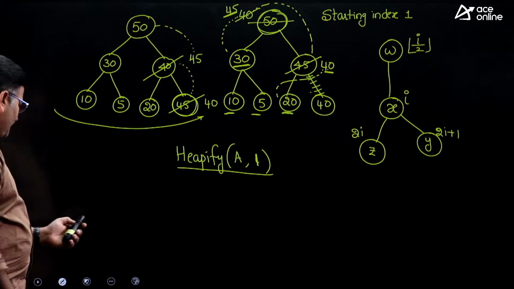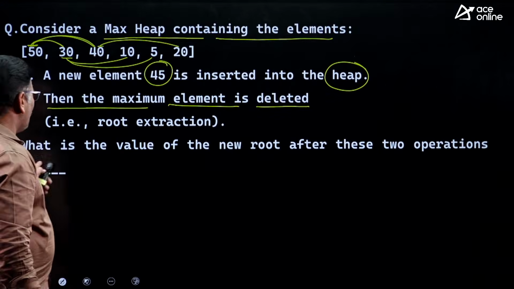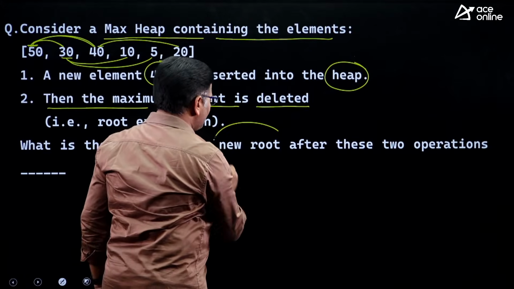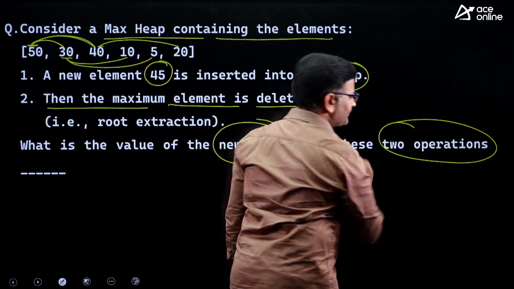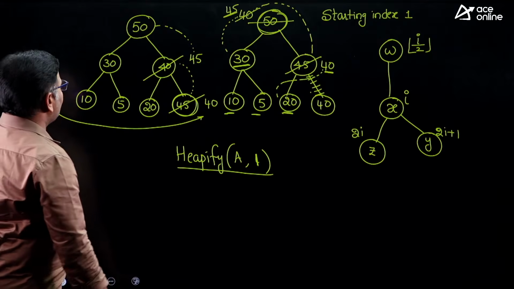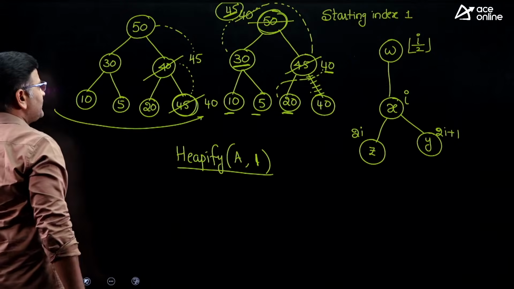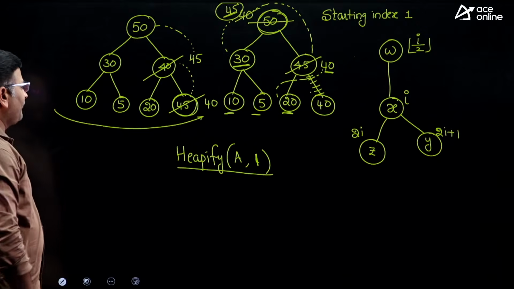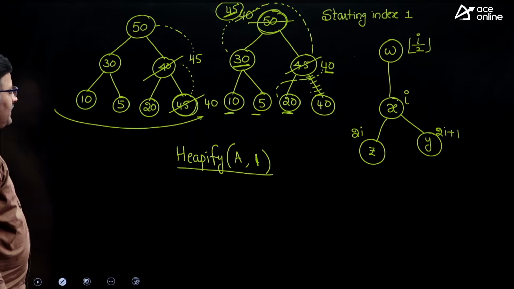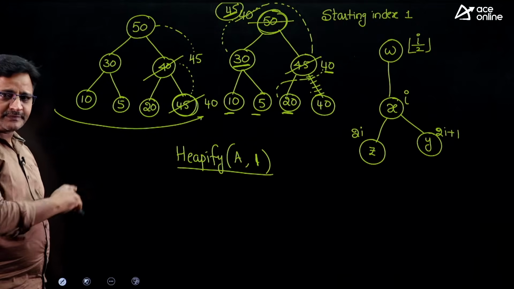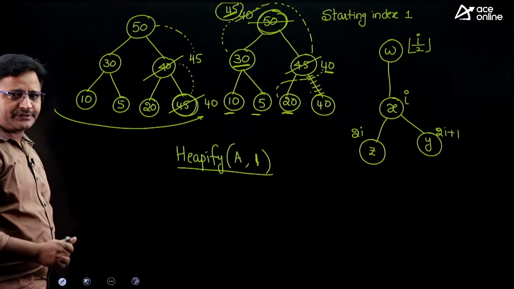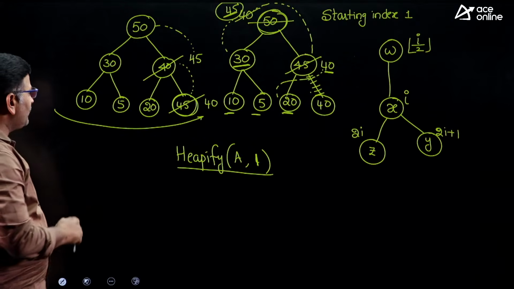So what did they ask in the question? What is the value of the new root after these two operations, right friends? So the new root value is equal to 45. The answer to this question is 45. Obviously it is taking more time because I am explaining and recollecting all the basic concepts once again. I am assuming that I am not wasting your time, friends.